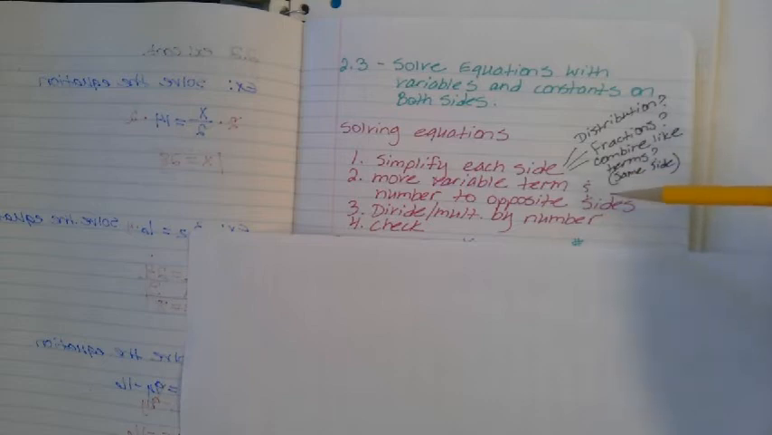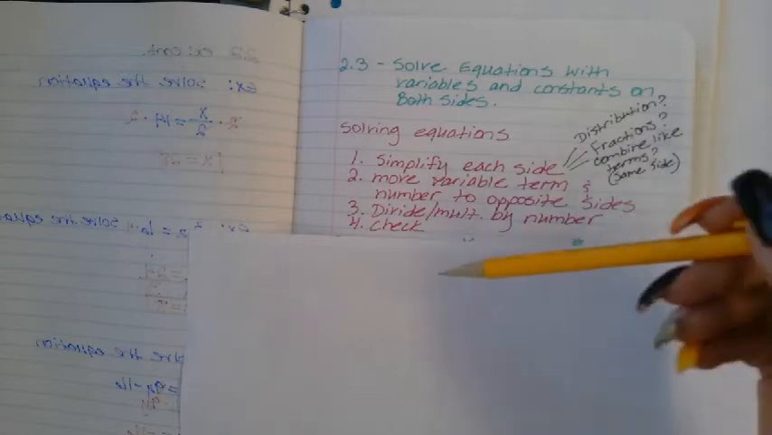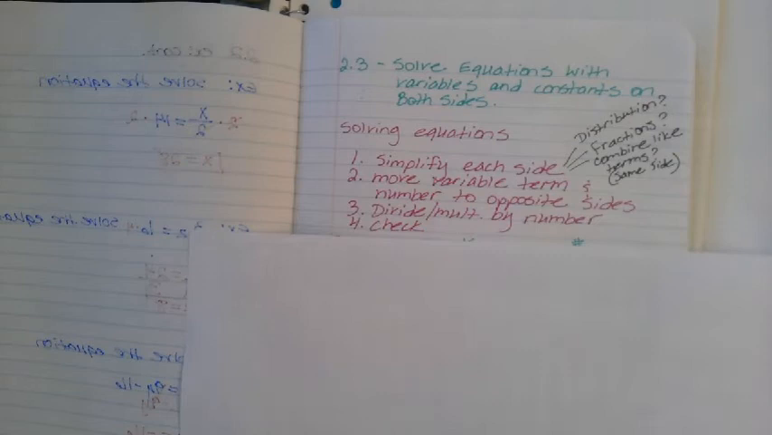And then number two, you want to move your variable term and your number to opposite sides of the equation. And then once you do that, you can divide or multiply by the number to get the variable by itself, and then check at the end. Whatever x equals, you can just plug that back into the equation and see if the sides equal the same number.